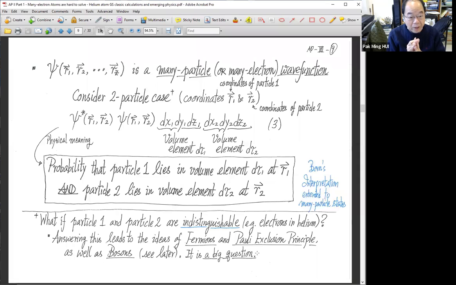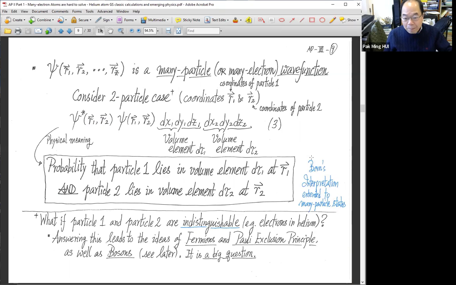So now, let's have a general idea about this many electron wave function. What is the interpretation if we can solve for it? Many electron is too complicated. Let's consider the two electron case. So we have psi as a function of R1, R2. So we have electron number 1 in the first coordinate, electron number 2 in the second coordinate. All right. So now, what is the meaning of it?